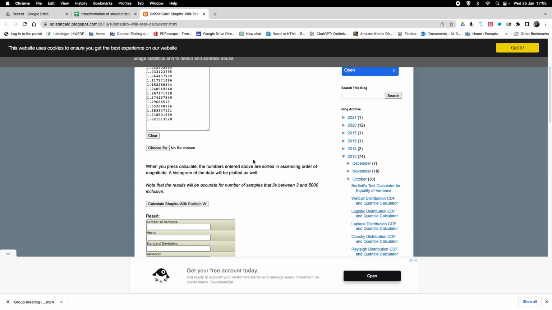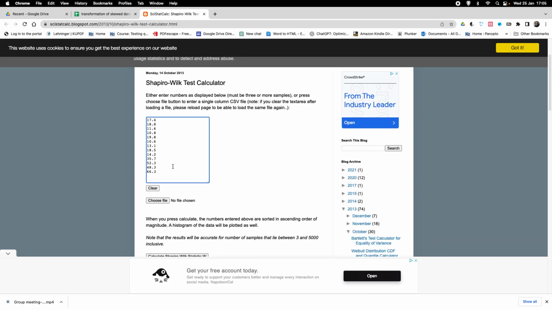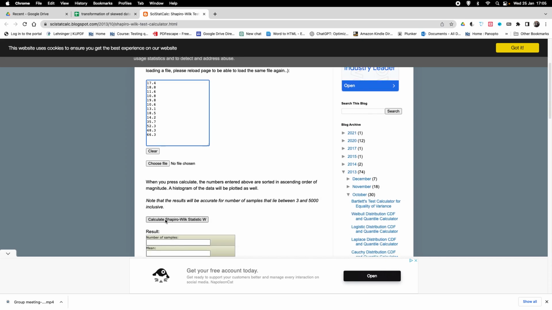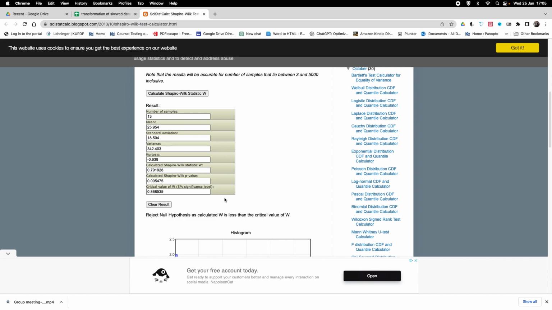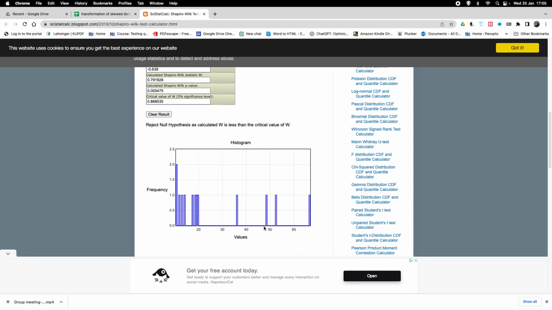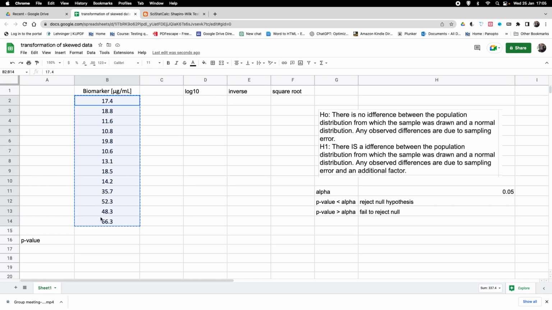We clear any results here and clear the data. So here is this calculator, and we can simply copy paste the data from our biomarker straight into this Shapiro-Wilk test calculator. And now we calculate the test statistic, and we see here we've got 13 observations. We get the test statistic. We even get a sort of histogram, and that basically shows more or less what we had, although this is not a true histogram, this is a bar chart. But what we get is also the p-value for this Shapiro-Wilk test. So I copy this p-value, and we can put that in here.